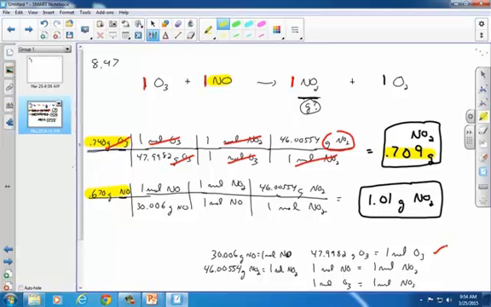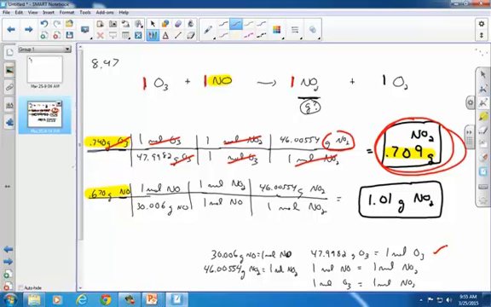It's not necessarily true. So if you want to know which is the limiting reactant, don't just look to see which you have less of. You need to do these conversions, figure out which reactant actually limits the amount of product I can make. With the amount of ozone I have, I can only make 0.709 grams of product. With the amount of NO I have, I can make 1.01 grams of product. So that means I have excess NO and the ozone is limiting, and the maximum amount of product I can make is this one. I can't make 1 gram because I've run out of ozone. I only have enough ozone to make 0.709 grams.